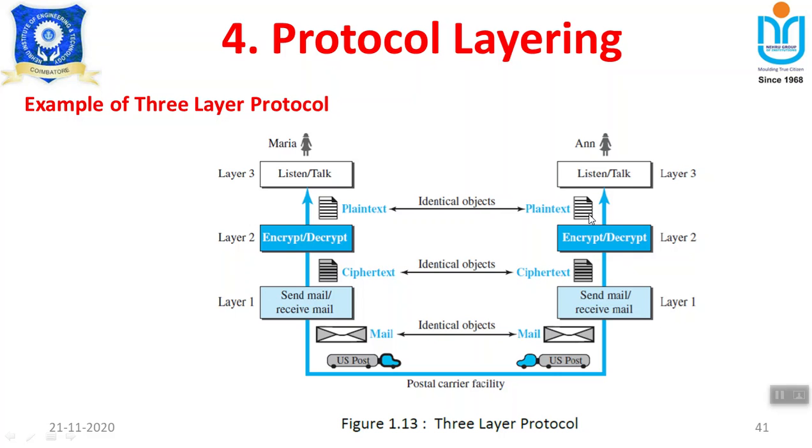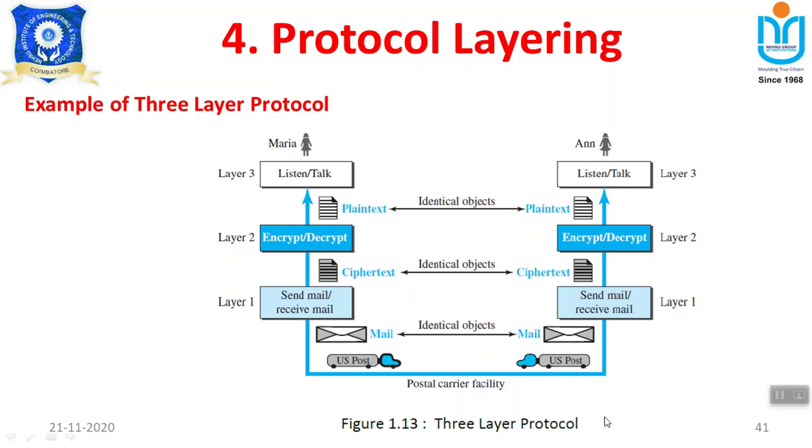So why do we need to do this? It will be in an unreadable form. By applying a decryption algorithm, it has to be converted into readable form, that is, plain text form. Then it will be submitted to Anne, so that Anne can understand and listen to the content forwarded by Maria. So this is a simple concept for understanding the protocol layer.